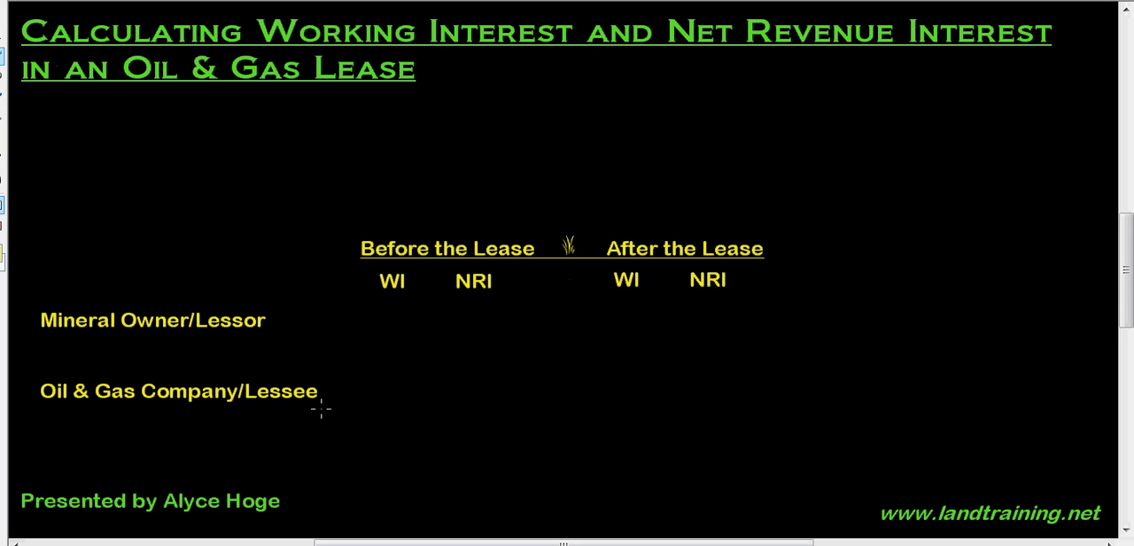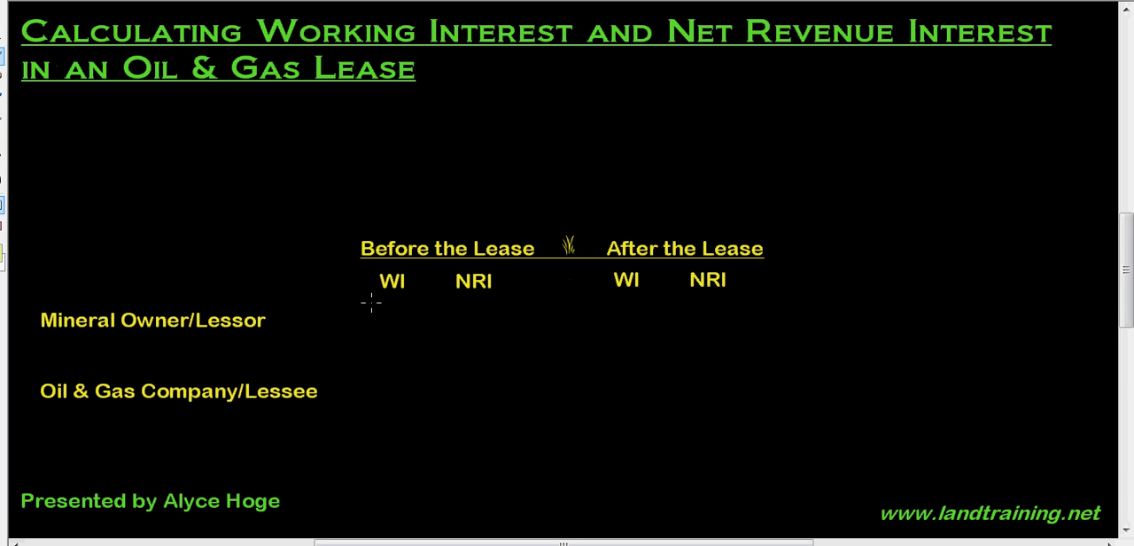So the other terminology I want to go over besides lessor and lessee is what we call the working interest, abbreviated here as WI, and the net revenue interest in an oil and gas lease. When we talk about the working interest, we're talking about if we drill an oil and gas well, who is going to pay for the cost of the well? Usually it's an oil and gas company.